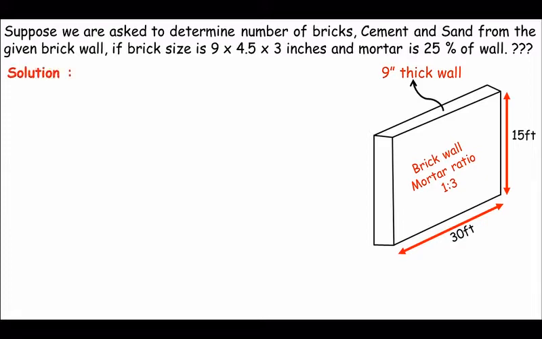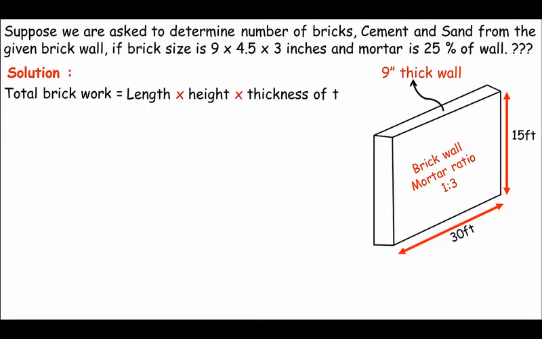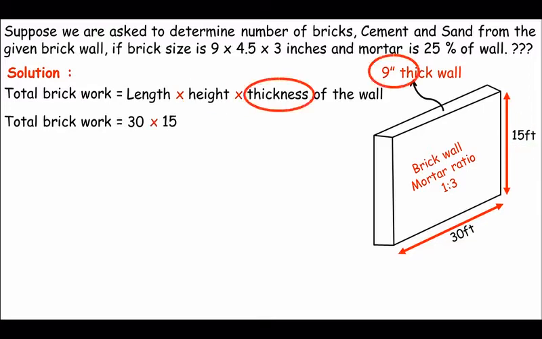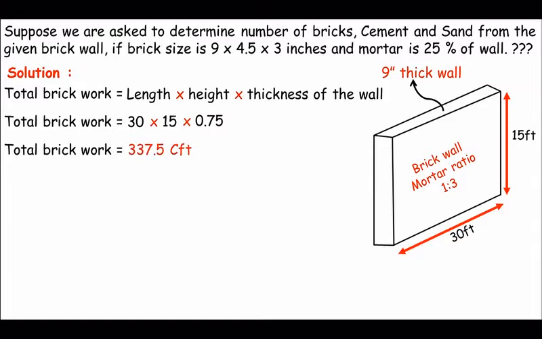If the data is enough to determine the number of bricks, cement and sand, I'll come directly into the solution. In the solution, my first approach will be to calculate the total brickwork, and this will be the volume of the wall. The volume is always length times breadth times height, or you can say length, height, and thickness multiplication. So let's plug in. The total brickwork equals, the length is known, that's 3 feet, so 3 times height, that's 15 feet, times thickness, that's 9 inches, or you can say 0.75 feet. So we get the total brickwork is 337.5 CFT.